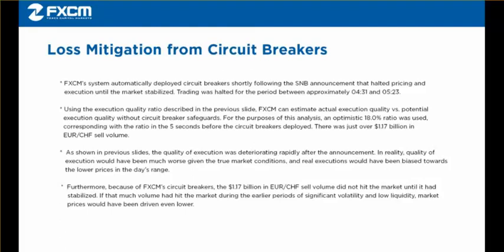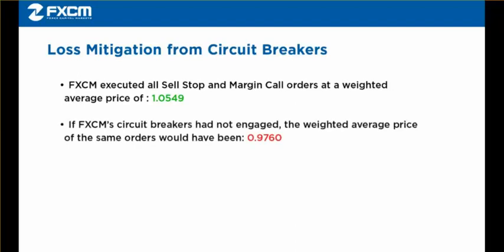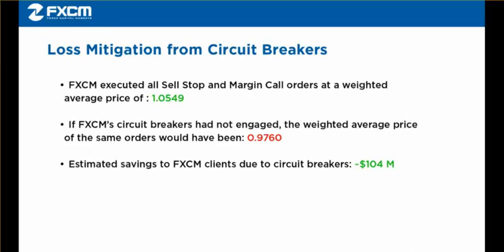There was just over 1.17 billion in Euro-Swiss sell volume. As shown in previous slides, the quality of execution was deteriorating rapidly after the announcement. In reality, quality of execution could have been much worse given the true market conditions. FXCM executed all sell stop and margin call orders at a weighted average price of 1.0549. FXCM systems allowed most of our clients to exit trades between 1.02 and 1.04 and avoid the extreme lows of the event. If FXCM circuit breakers had not engaged, the weighted average price of the same orders would have been 0.9760. The estimated savings to FXCM clients due to circuit breakers: approximately $104 million.